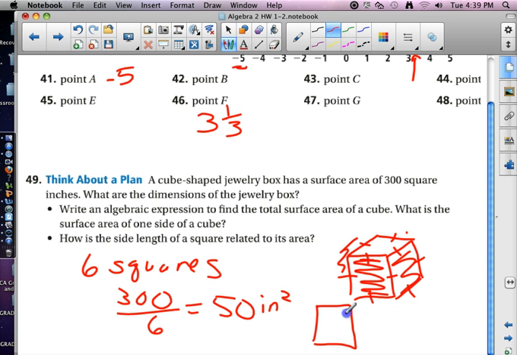So if this is 50 square inches, we're supposed to work backwards and figure out what the dimensions are. And again, it's a square, so those are the same. So you think, all right, well, I don't know what it is. I'm going to make that x. But wait a minute, then this will also be x because they have to be the same. So x times x, which is x squared, has to equal 50.